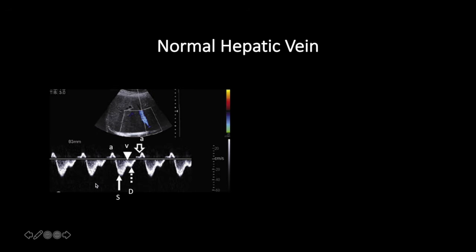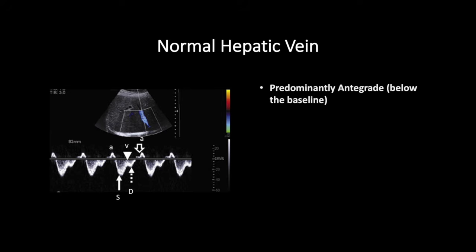And so what does below the baseline here mean? Well, notice it's also blue, so it's away from the transducer, right? Away from the transducer, away from the liver, and towards the heart. The first thing to notice again is that most of the flow is antegrade or below the baseline in a hepatic vein.